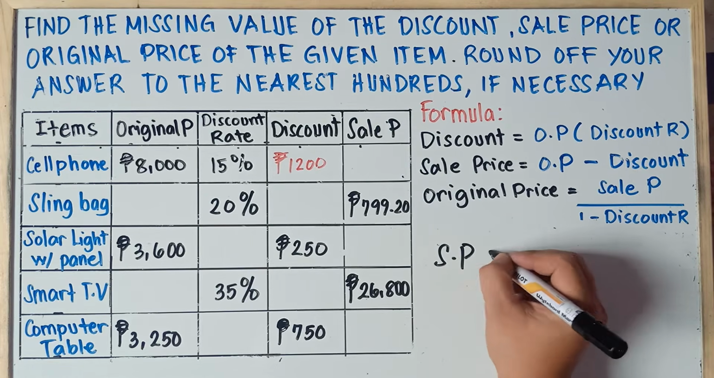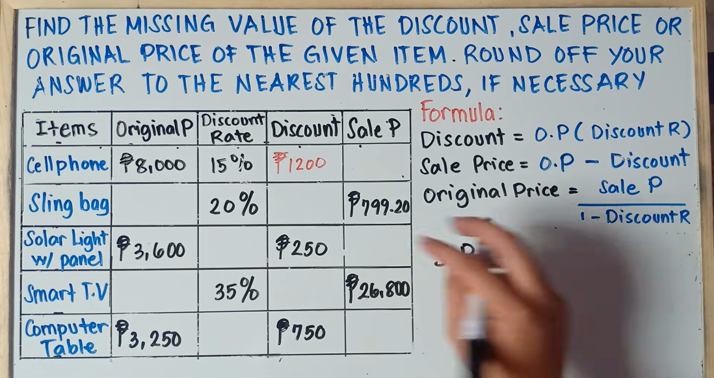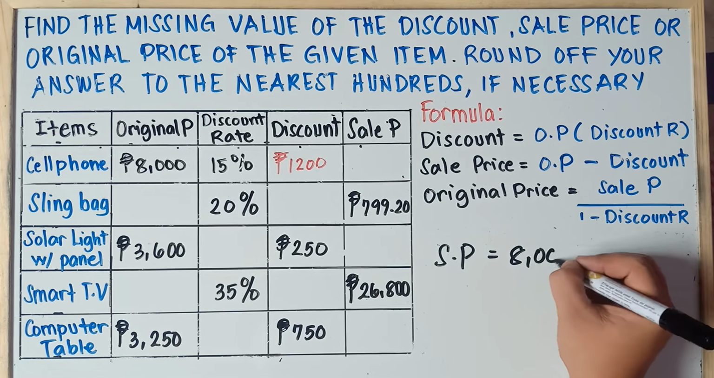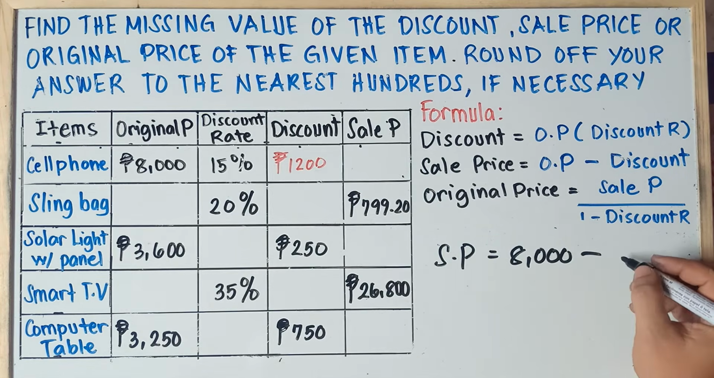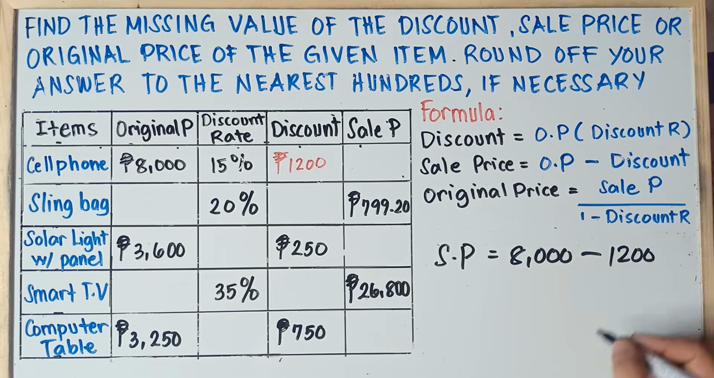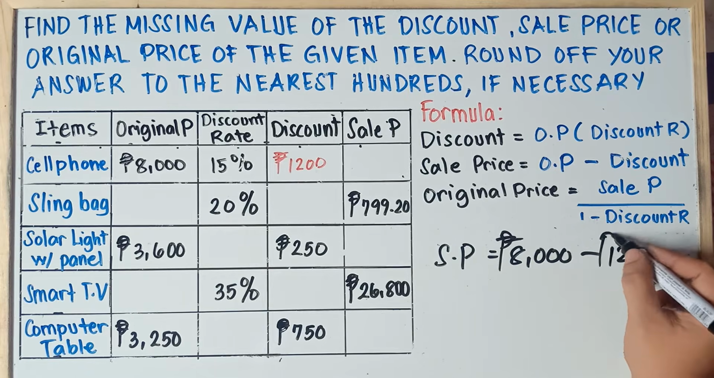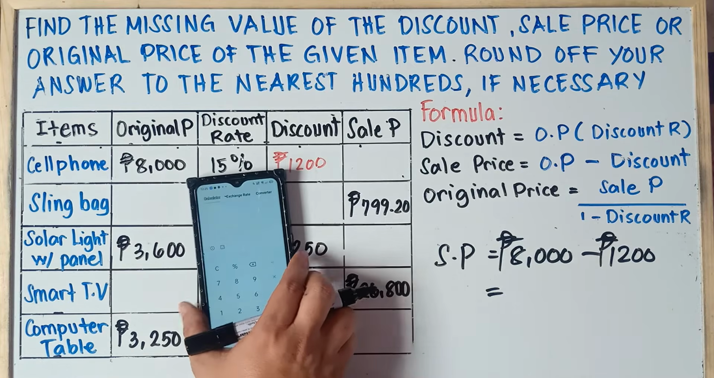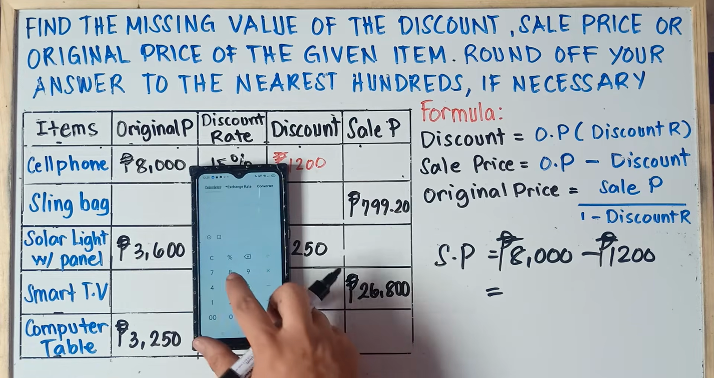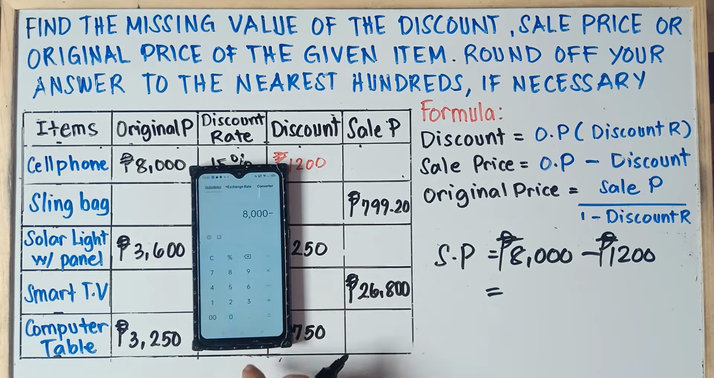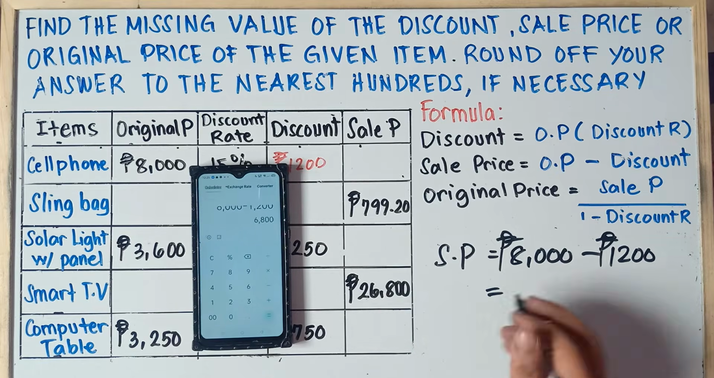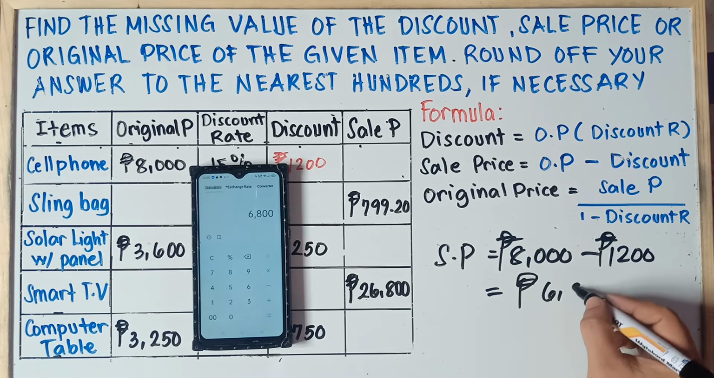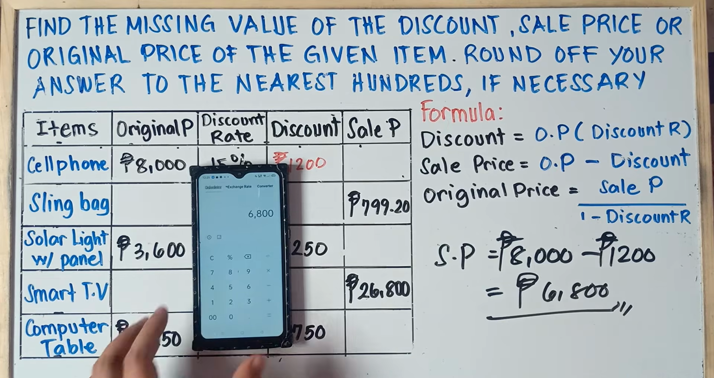So sale price is equal to original price, that's 8,000, minus the discount, that's 1,200. Do not forget the peso sign. So use your calculator, this will be 6,800. Let's double check: 8,000 minus 1,200. That's correct. 6,800. That's it, class. You're all set for example number 1.